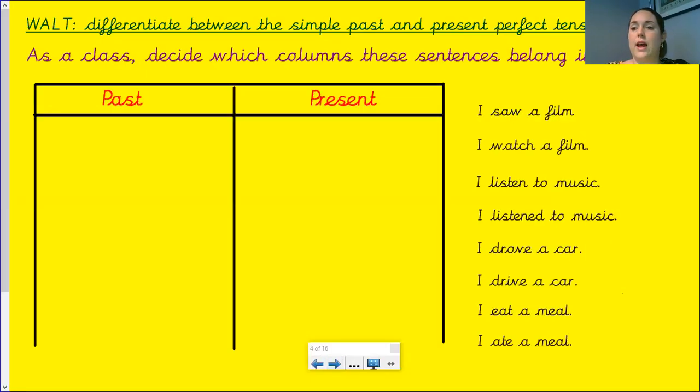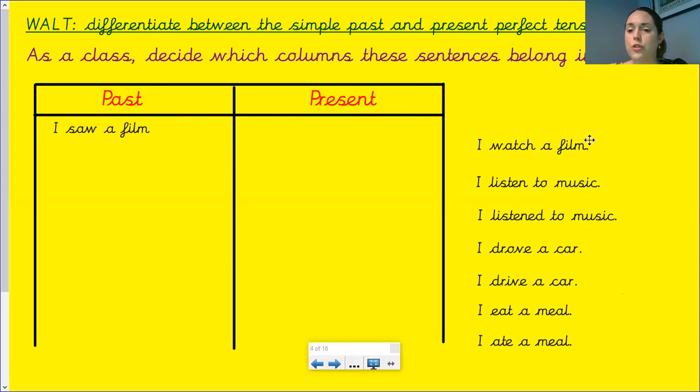Okay. As a class, we need to decide which columns these sentences belong in. I saw a film. Is that a past tense sentence? Is that talking about something that has happened already in the past, in history? Or is it a present tense sentence, something that is happening at the moment? I saw a film. Hopefully you realise because the verb is saw, it is a past tense sentence.